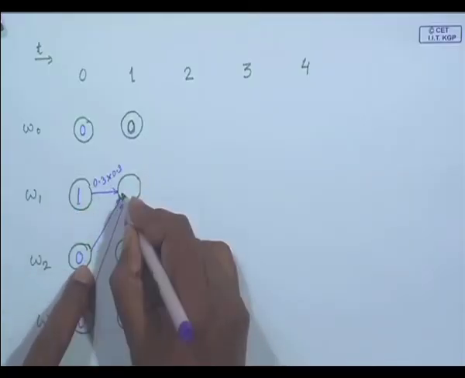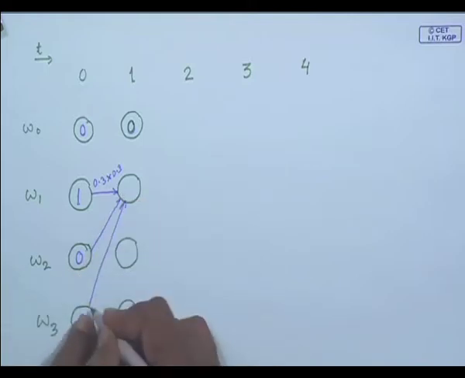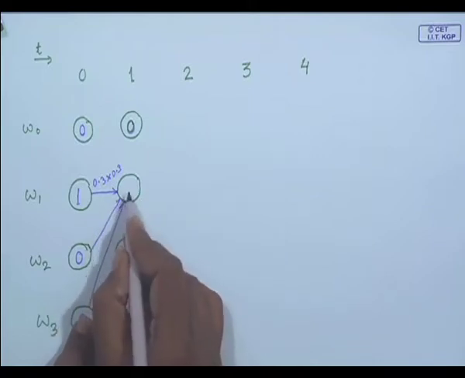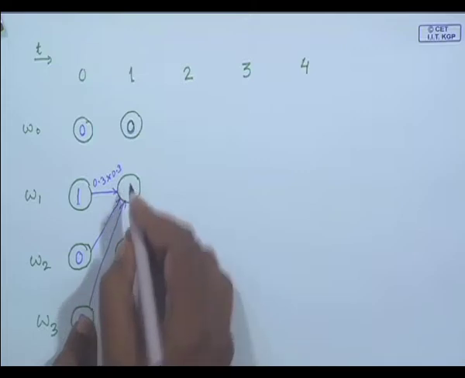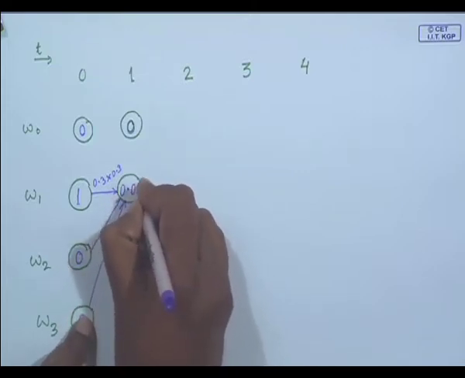If you come from here, this probability is 0, so the contribution to this will be 0. This probability is 0, so the contribution to this will be equal to 0. So this alpha 1 1, the value of this, will be 0.09.